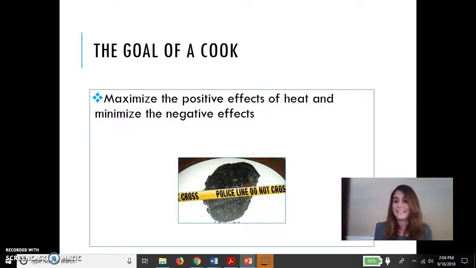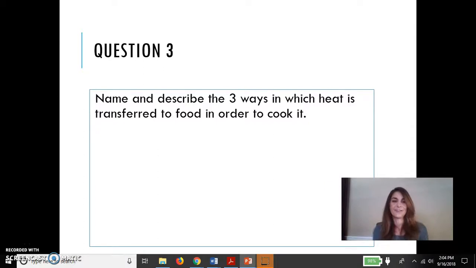When you are applying heat, that's time and temperature. Not all food requires high heat, and not all food requires heat for a very long time. So it's something that we need to control. That goes back to the judgment of a cook.